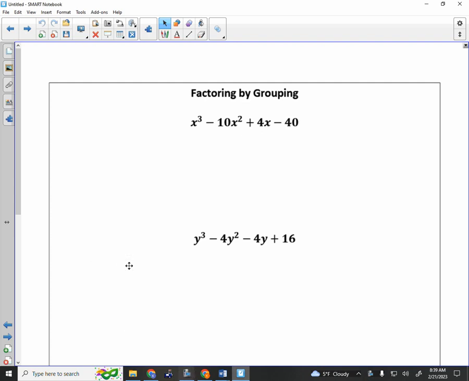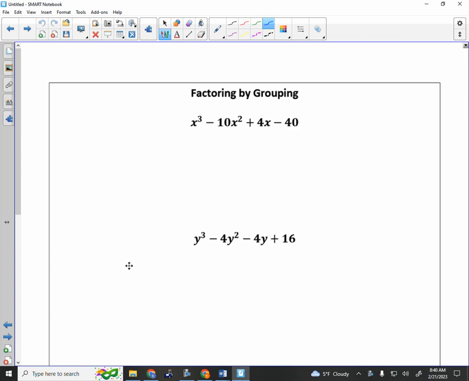Okay, here we are, day after President's Day, and we're going to continue on factoring by grouping. Our Friday lesson was to do factoring sum and difference of cubes. Normally we do these on the same day, but because we had so many people gone on Friday, I slowed down. We did not cover that.